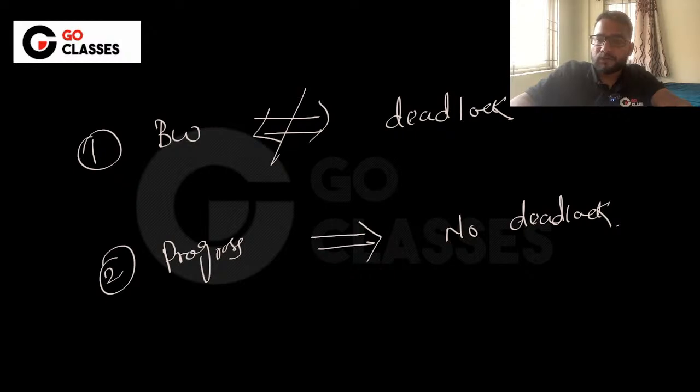Now let's just move further, right? Let's just move further. So everyone understood this. Basically, there is no relation between bounded waiting and progress also, right? Third point, that you know that there is no relation between bounded waiting and progress also.